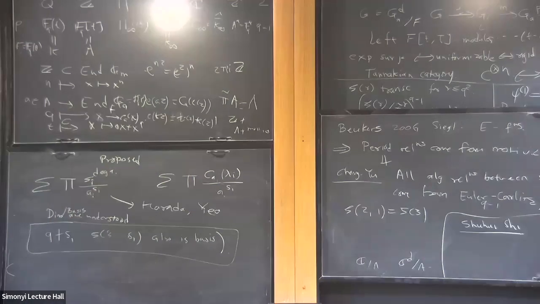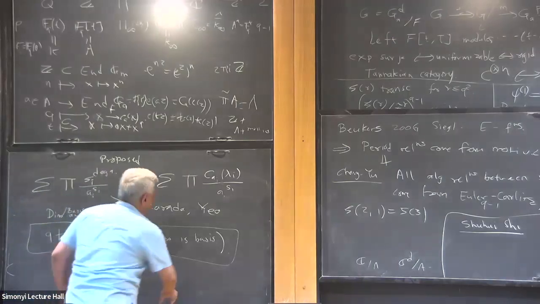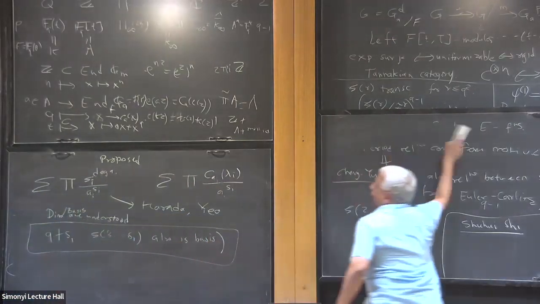So I want to say a few more things about, let me just say these. I didn't understand the statement. So you are looking at this cyclotomic generalization, and you say that what is the QS also is the basis?